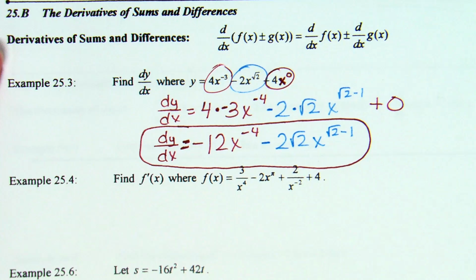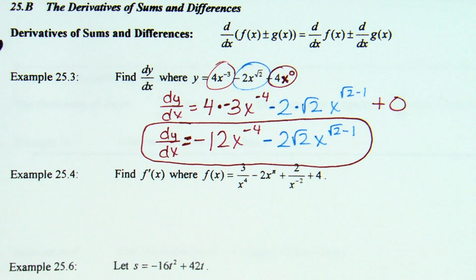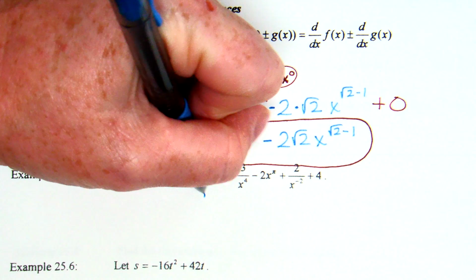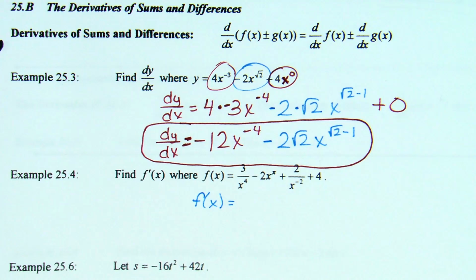Find f prime of x, where f of x equals 3 over x to the 4th minus 2x to the pi plus 2x over negative x to the negative 2 plus 4. Now, my recommendation, let's rewrite the original problem. Because are we going to take the derivative of 3 over x to the 4th as is? No, what do you think of that as? You need to have just a regular monomial there, where it's a number times a variable to a power. So, for the purposes of this problem, it's better to think 3x to the negative 4th.